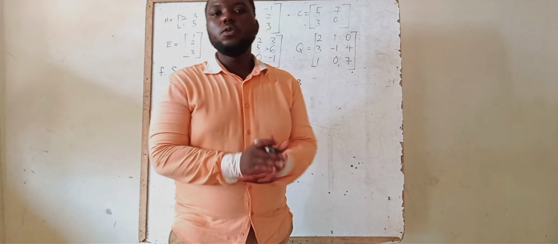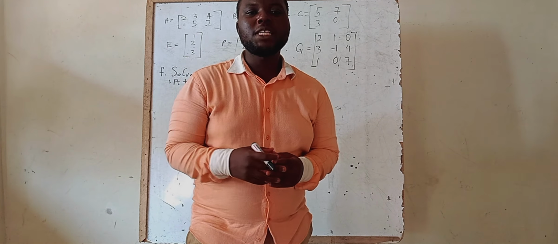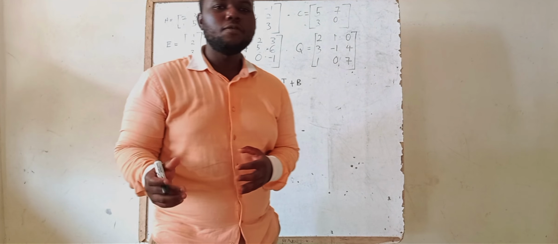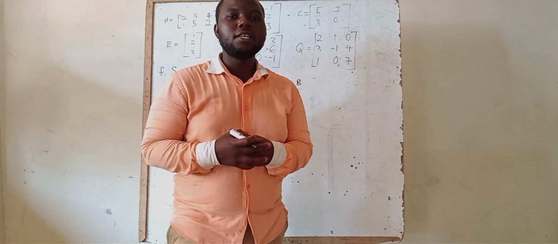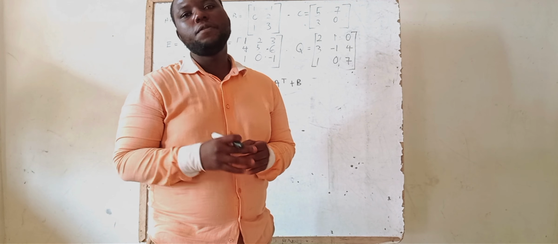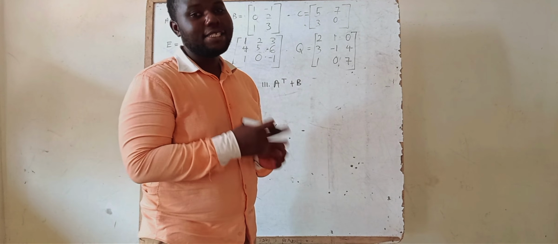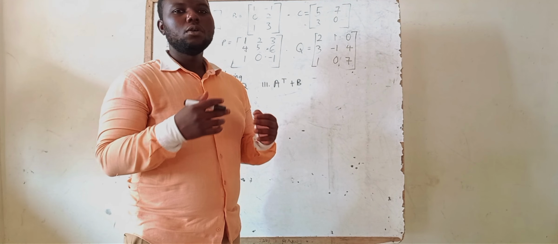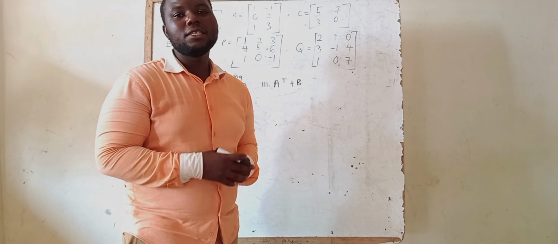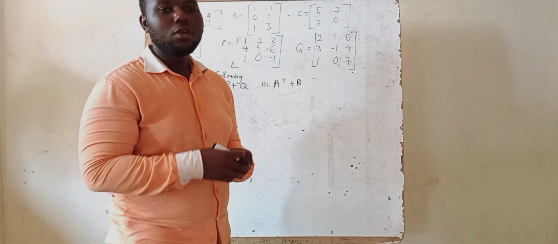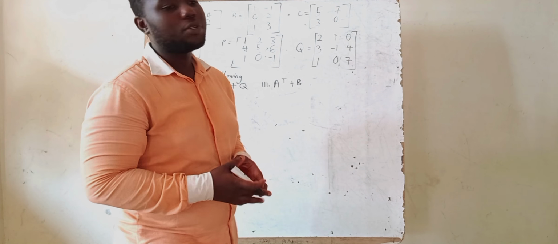Hello. So for you to perform addition of a matrix, you must first check the matrices involved, whether they have the same dimension. If they have the same dimension, addition is possible. If they don't have the same dimension, addition is not possible. The same also applies to subtraction. If they have the same dimension, subtraction will be possible. If they don't have the same dimension, subtraction won't be possible.